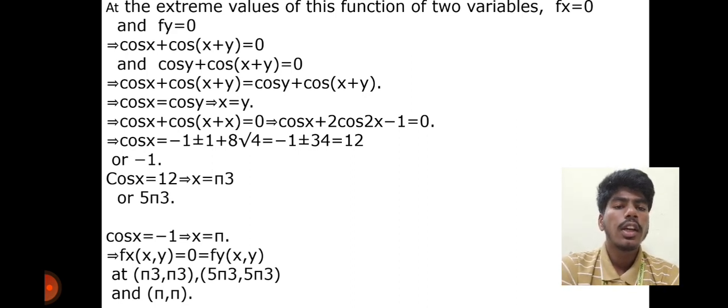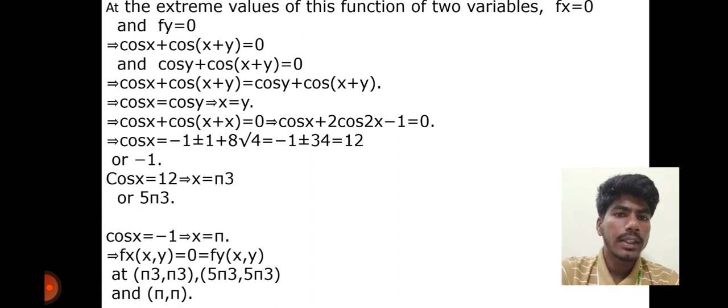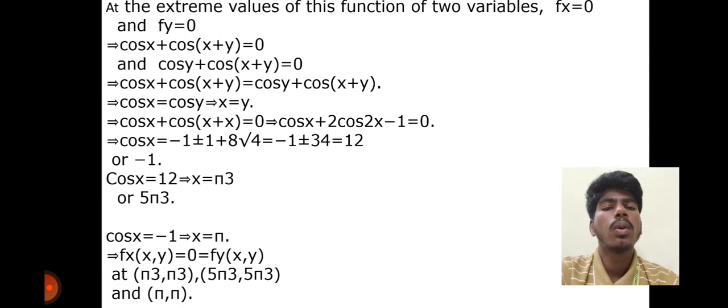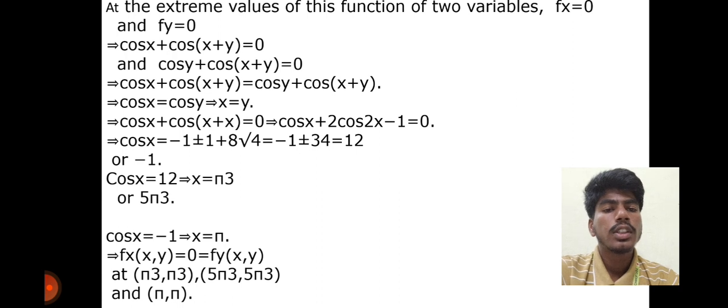Cos x plus cos of (x plus x) is equal to 0, so cos x plus 2 cos squared x minus 1 is equal to 0. We are placing that x value in the y term. Cos x is equal to 1/2 or minus 1, so x is equal to pi by 3 or 5 pi by 3, and x is equal to pi when substituting minus 1. Then f_x and f_y at (pi by 3, pi by 3), (5 pi by 3, 5 pi by 3) and (pi, pi) are equal to 0.